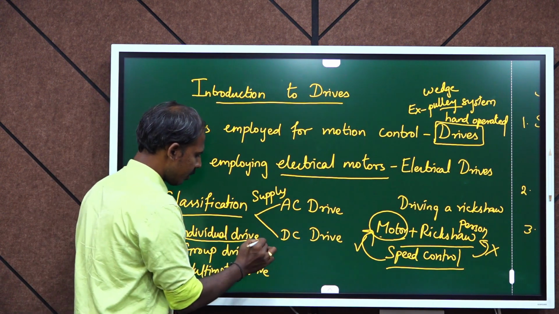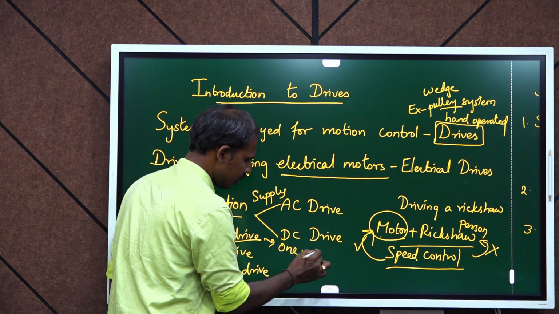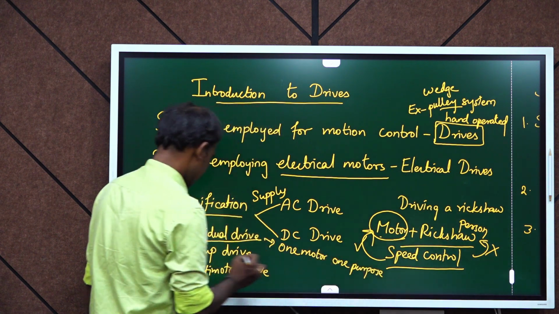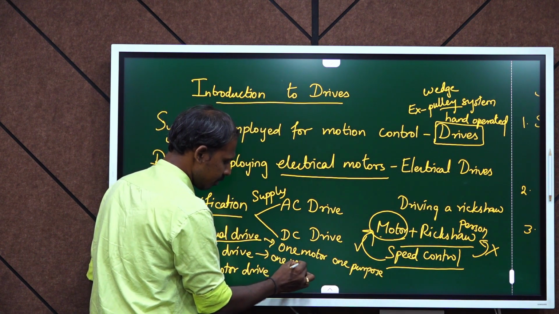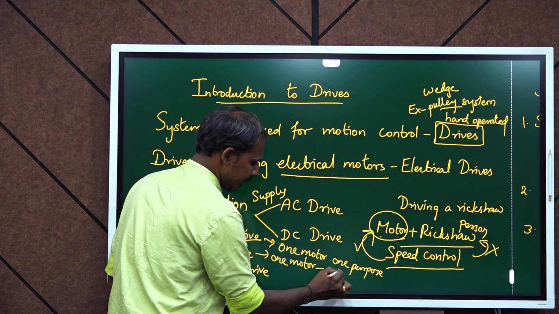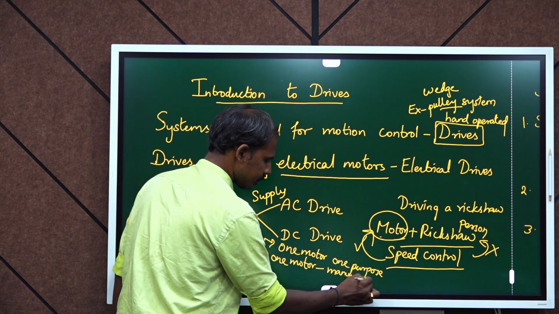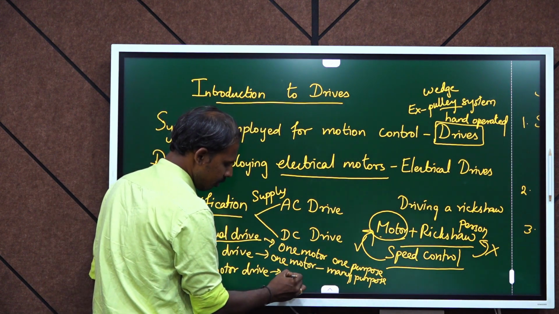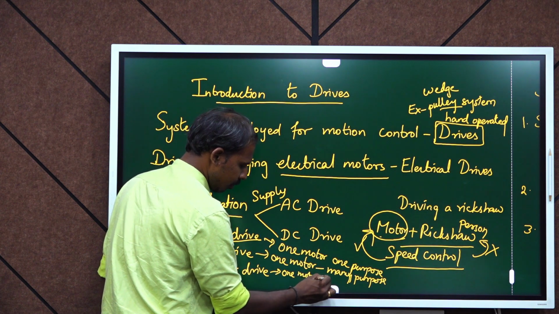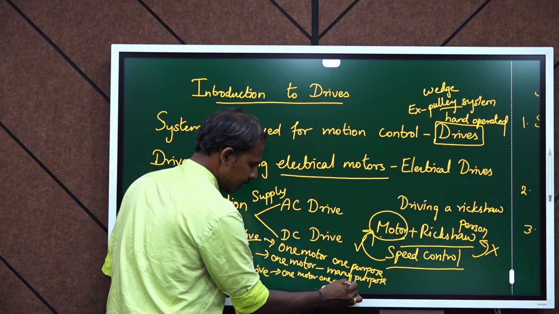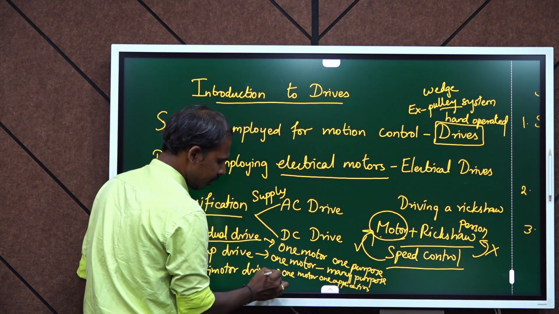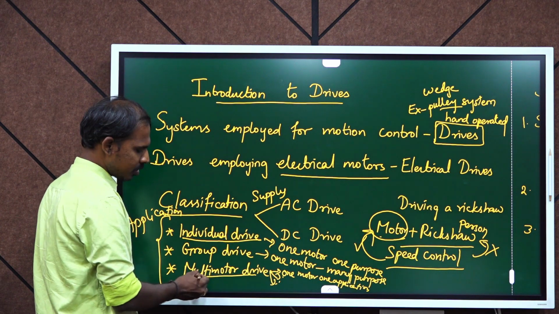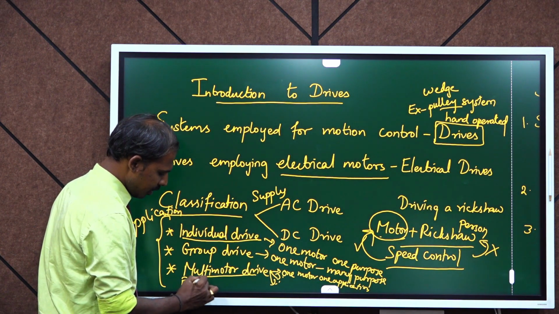Now in an individual drive, you will have one motor for one purpose, which means one application. In a group drive, you will have one motor which will serve many applications or many purposes. In a multi-motor drive, you will have one motor for one application, but it is going to have more number of individual segments which are grouped together. That is called a multi-motor drive. So the example is a tower crane.